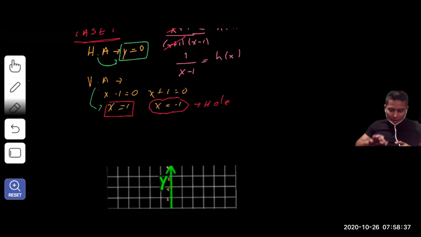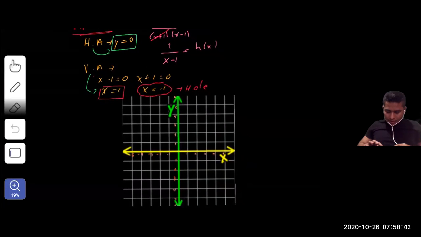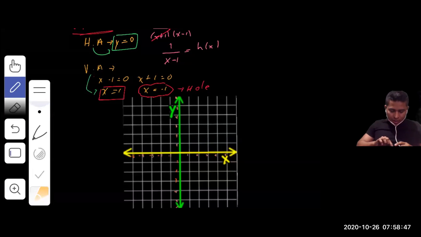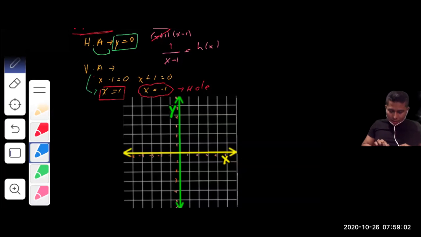Okay, let's go to the graph and we're going to find this. I'm going to represent the vertical and horizontal asymptote. Let me start with the horizontal asymptote, y equals 0. Okay, that's a piece of cake, guys. Is that exactly the x-axis? Okay, the horizontal asymptote is y equals 0. This is the horizontal asymptote.